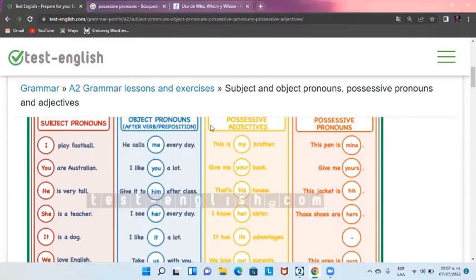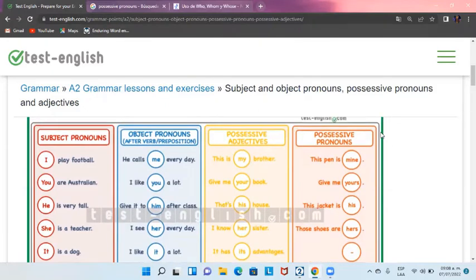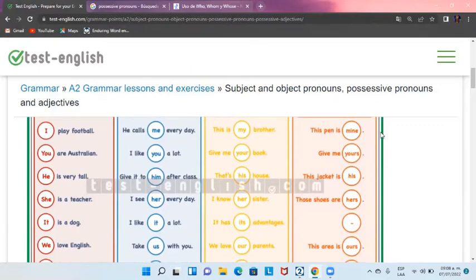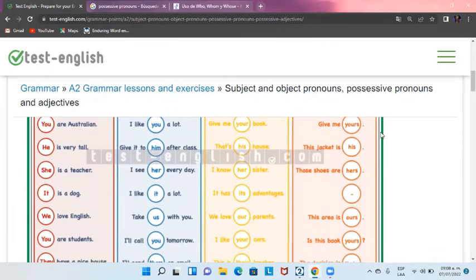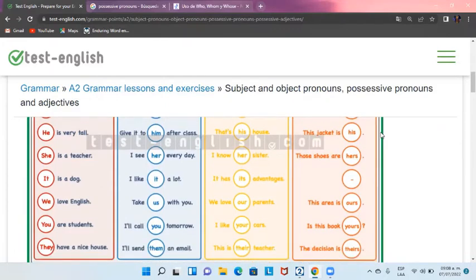For example, the first sentence, this is my brother. The pen is mine. Este es mi hermano y el lapicero es mío. Ambos señalan a quién le pertenece el sujeto, o la cosa que estamos señalando. Give me your book. Dame tu libro. Give me yours. Dame el tuyo. That's his house. Esta es su casa. This jacket is his. Esta chamarra es de él.